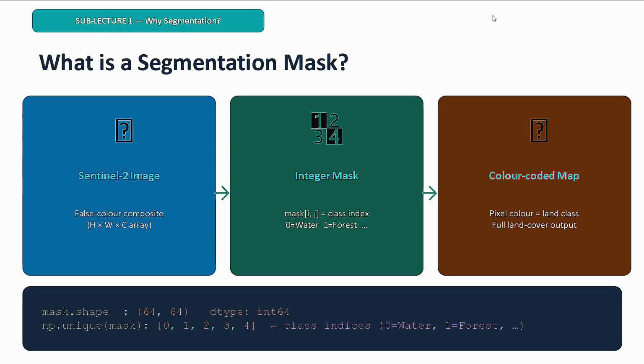And in the notebook, if you print the mask, you will see something like this. Shape 64 by 64, data type int64, unique values 0, 1, 2, 3, and 4. These are your class indices. This is what our U-Net will learn to produce.